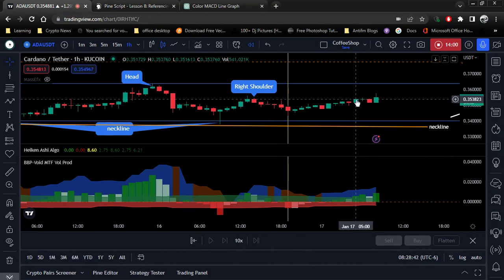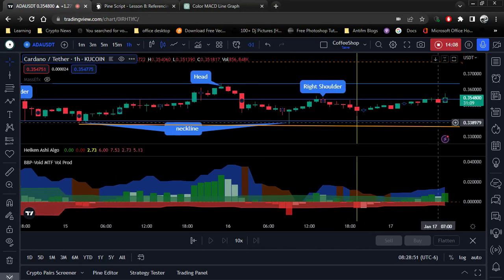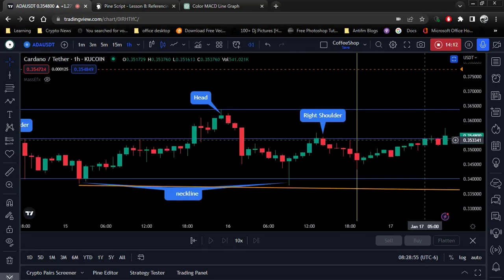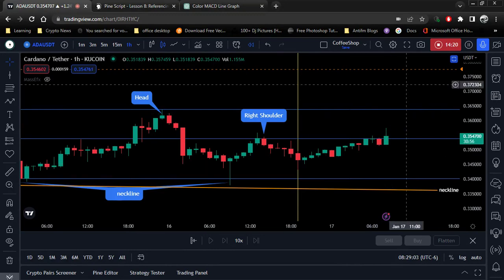This is breaking all of your support levels, all of your resistance levels, and if I draw a line right here, you will see that it matches. Look, the right shoulder right here. This candle matches the right shoulder, and it starts breaking the right shoulder. This is where your move actually goes to the upside. All right, people, let's go.